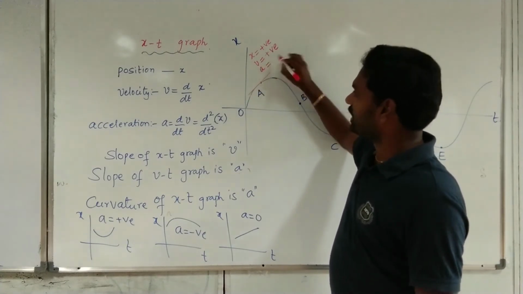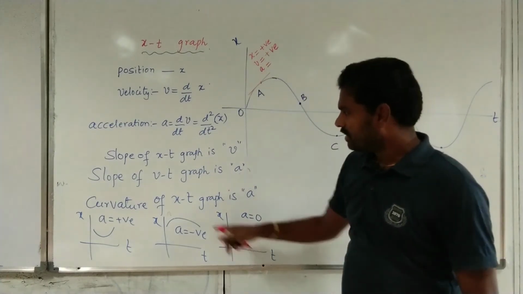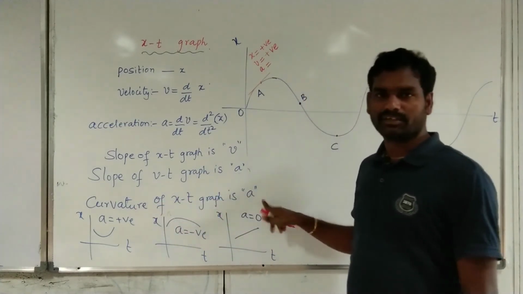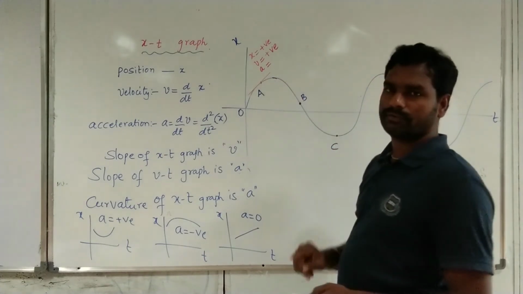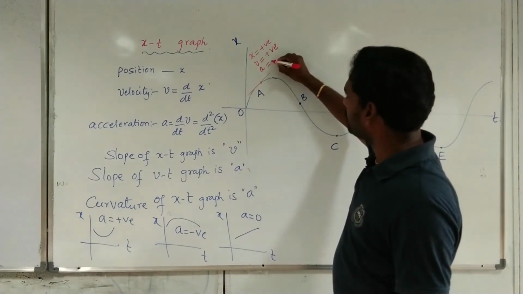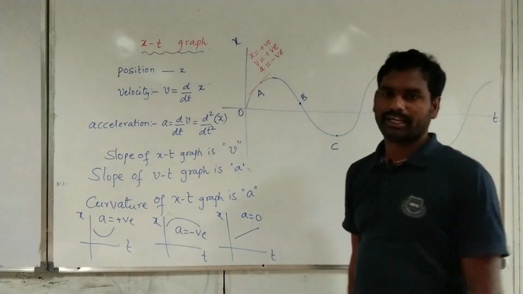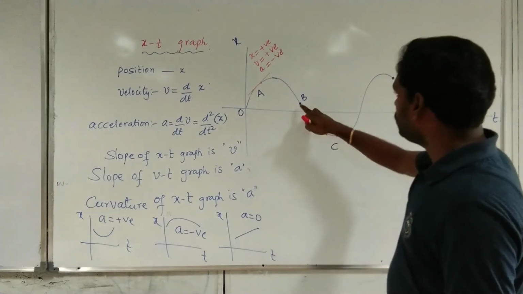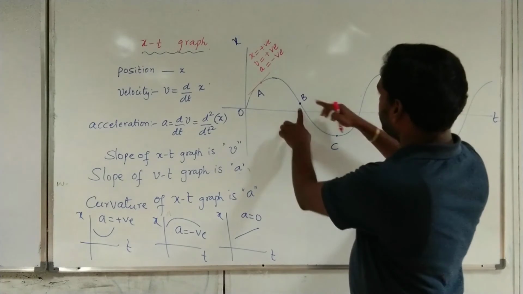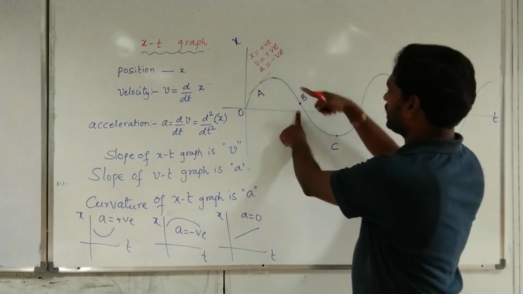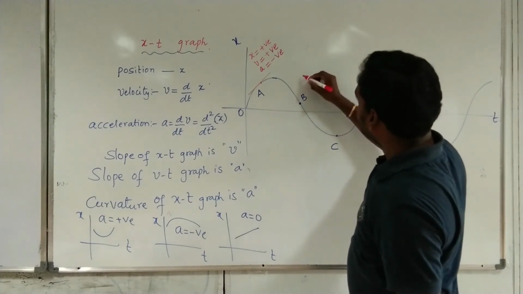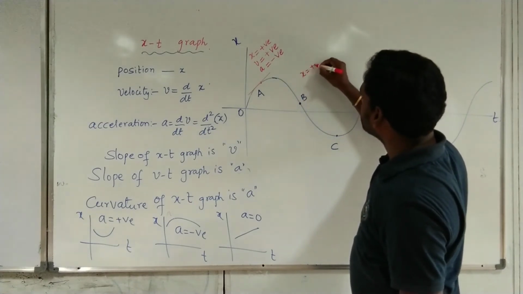And come to acceleration. What is acceleration? The curvature of the x-t graph is nothing but acceleration. Here the curvature is concave down, and concave down curvature means acceleration is negative. Okay, come to point B. Point B is above the origin, above the x axis. So at point B, position is positive.